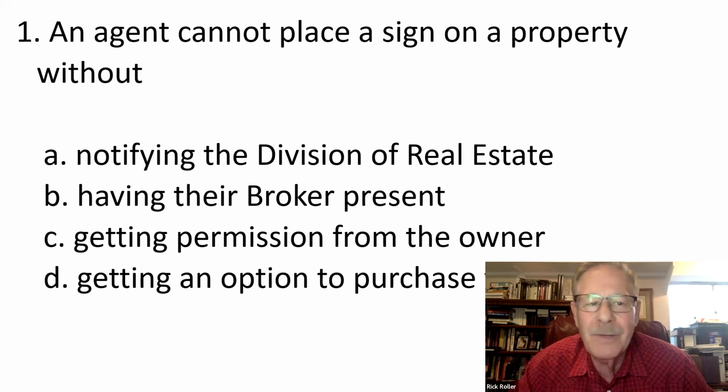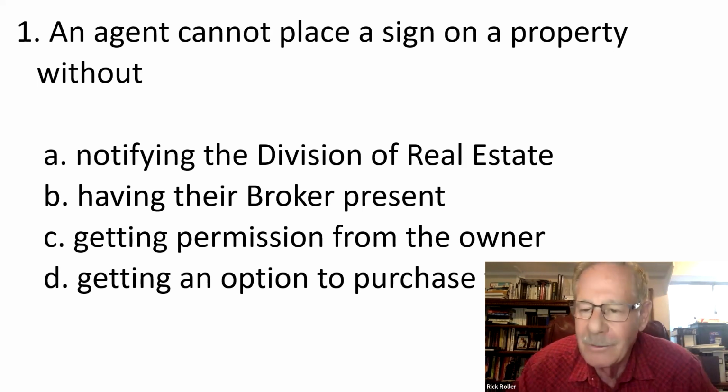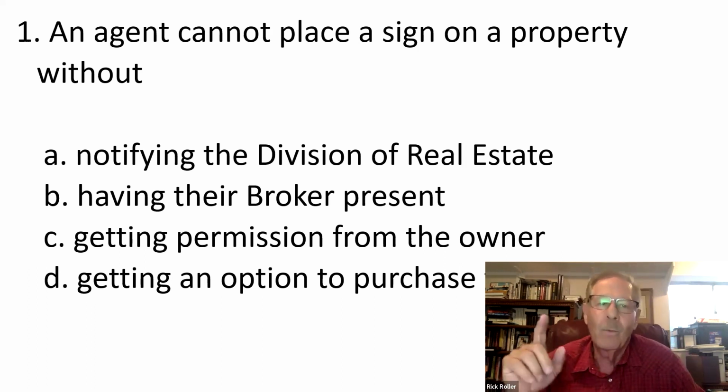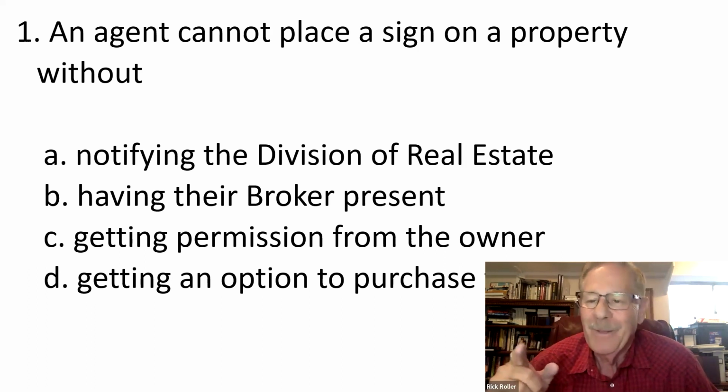An agent cannot place a sign on a property without putting up a sign. Okay, you got the listing. You're so excited. There's a sign in your trunk. You want to go plant it in the ground. Or maybe you're using a sign service or something. We'll bring one out. But when can you put that sign up? What do you have to do in order to put it up?